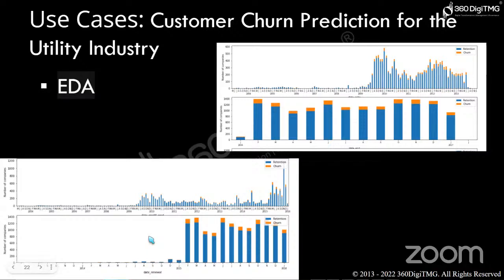Okay, so this is the start date when they started, and this is the end date when they churn, or our data set's end date, you can say. Similarly, we have the modified date, or when they renew. Okay, we have this data set also. We did this as a part of EDA.